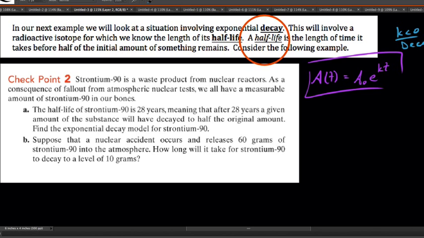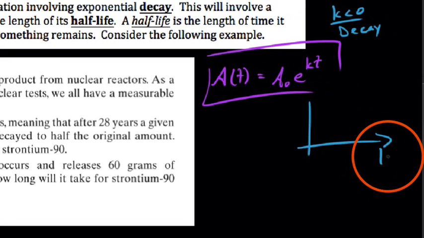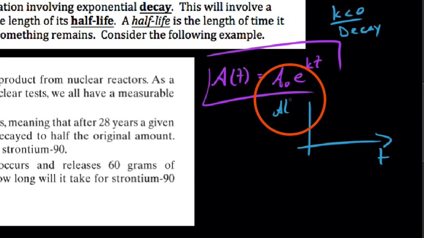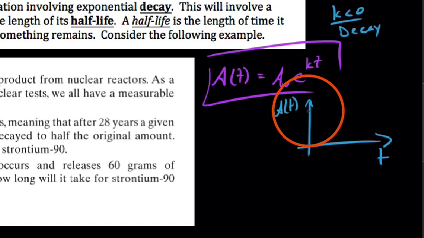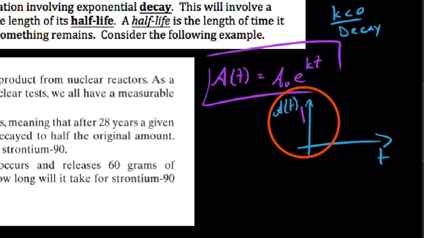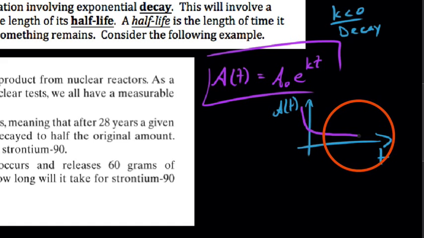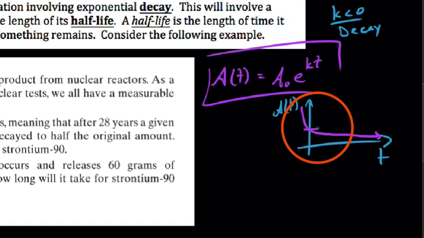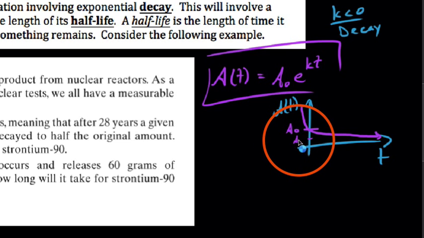And I say here that a half-life is the length of time it takes before half of the initial amount of something remains. So basically, if we were to represent this over time, we say time and some amount of something over time, and of course we know that it's exponential decay, so it looks like this here. But we could say that if this is the amount that we start with here, A0, then half of that initial amount would be A0 halves, and that would be right here.